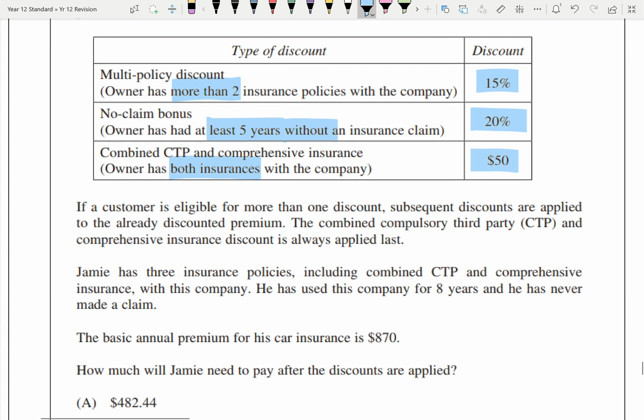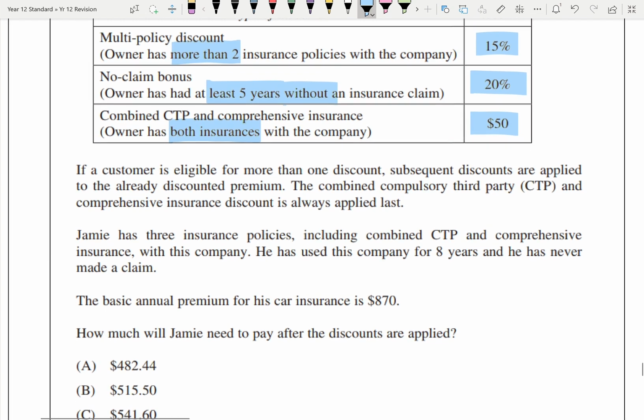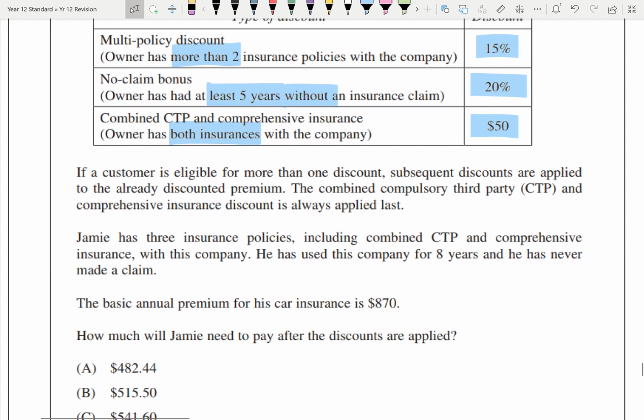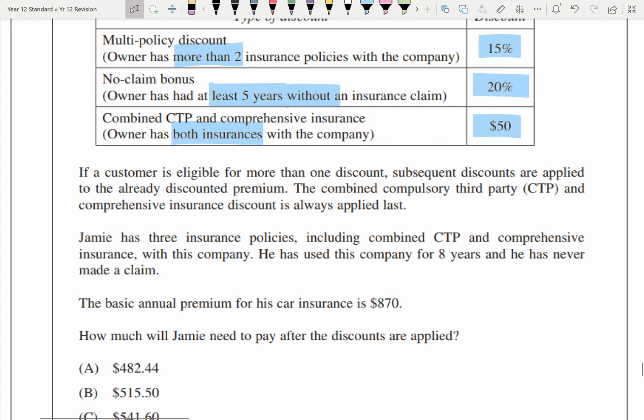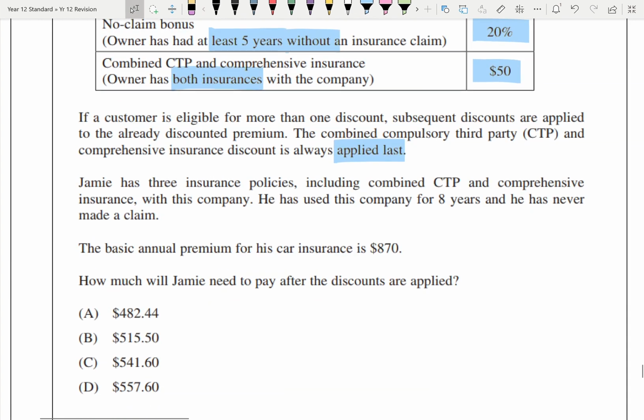Okay, so if a customer is eligible for more than one discount, which I'm assuming we will be, subsequent discounts, which means discounts after the first one, are applied to the already discounted premium. So it's a really tricky way of just saying it's going to be 15% off and then 20% off and then $50 off. Okay, off each answer. The CTP and comprehensive insurance discount is always applied last. Okay, so that's at $50 off, that's going to be our last step.